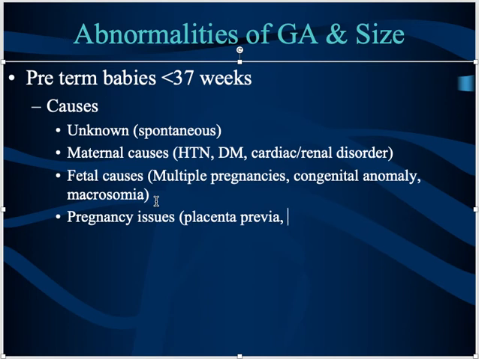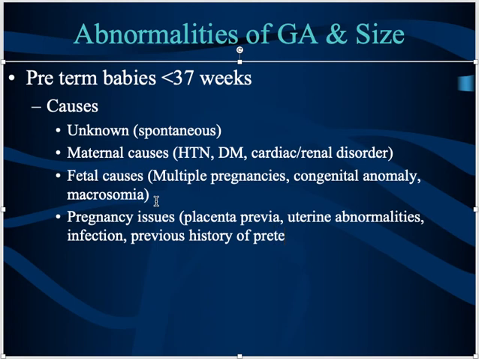So placenta previa is when the placenta is located downwards towards the opening of the uterus, from where the baby has to come out. Many patients have placenta previa, and if it is covering the outlet completely, we have to perform C-section in these patients. So placenta previa is one of the causes. Uterine abnormalities can cause premature labor, as well as any kind of infection in the mother. And especially females who have a previous history of preterm labor.